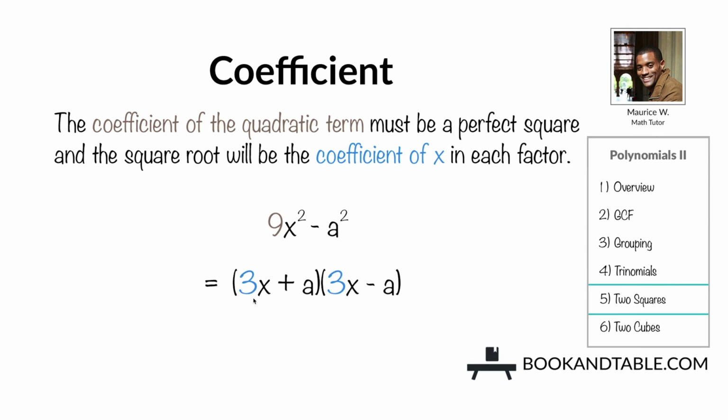Let's take a look at another example. Let's say we had 9x squared minus a squared. We take the square root of the first term. The square root of 9 is 3. The square root of x squared is x. So 3x is the first term in each factor. We have a plus in one factor, a minus in the other. Remember, these signs will be opposite. And the second term in each factor is equal to the square root of the second term in our polynomial. So the square root of a squared is a. So we see when we factor 9x squared minus a squared, we would get 3x plus a times 3x minus a.